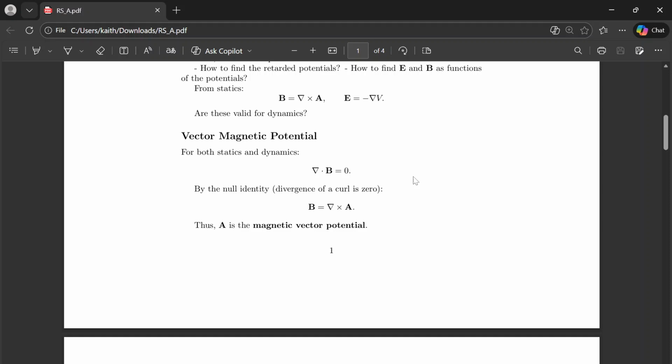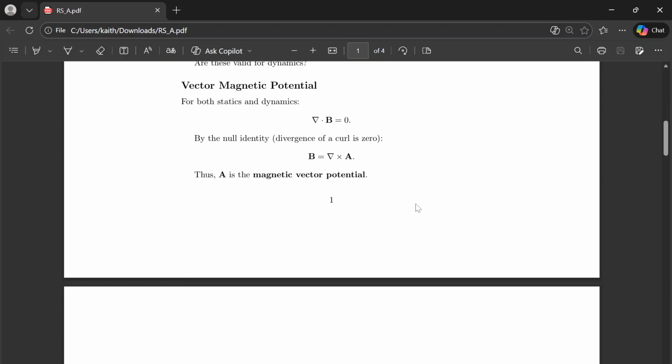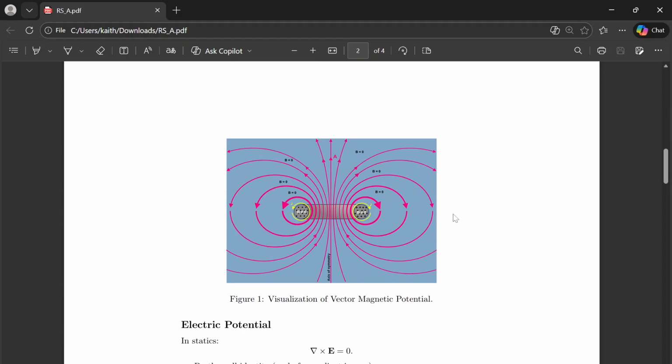So we define a completely new vector, the magnetic vector potential, and assume its curl is equal to the magnetic field. Since we created this vector ourselves, we have the liberty to choose its own properties, which we'll be using in the meantime. This is the visualization of the vector magnetic potential, how it looks.